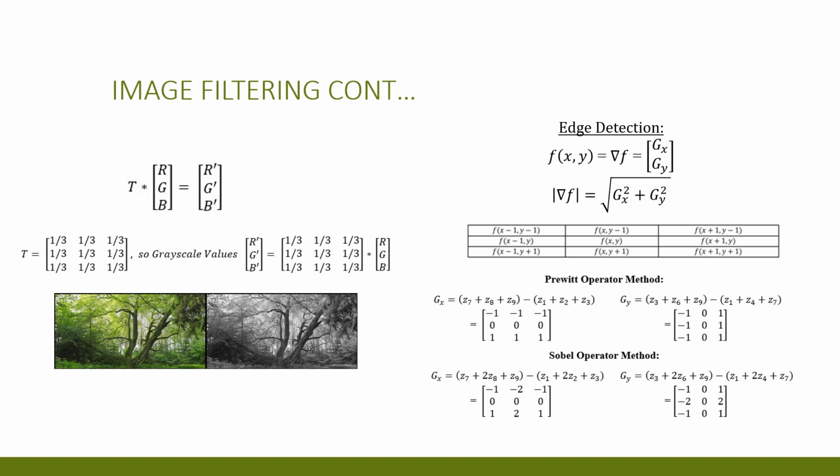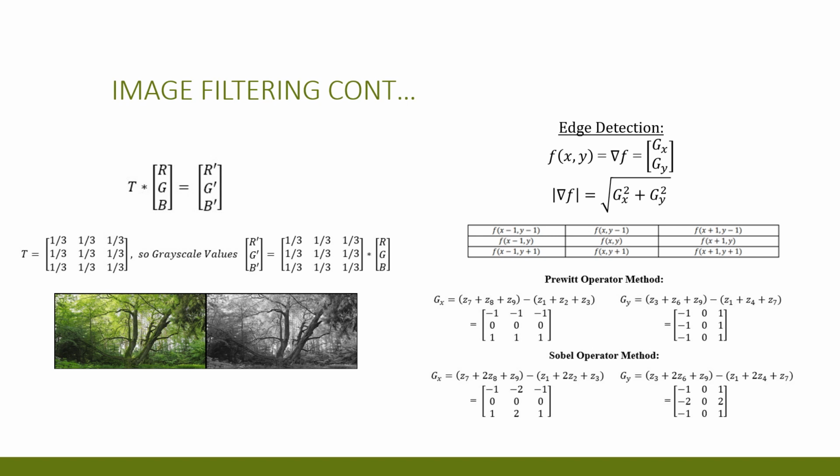At the edges of the image, we would expect to see a high magnitude since the color intensity changes at a rapid rate at those locations. Taking the neighborhood around the center point, f of x comma y, we get the 3 by 3 matrix centered around f of x comma y.